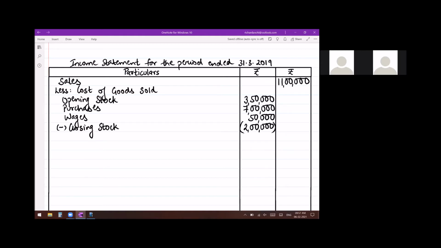That's it. You have taken all items of trading account, take it in the outer column, add up. There are 3 items to add, 1 item to subtract. So just add up and tell me how much that is. 10, 11, and 2. Is it 9 lakhs? Yes, sir. 9 lakhs in the outer column.